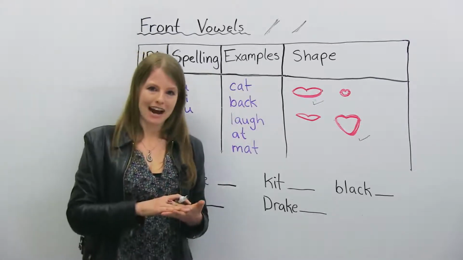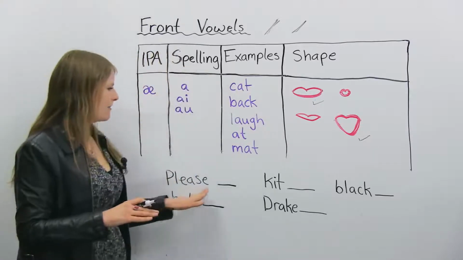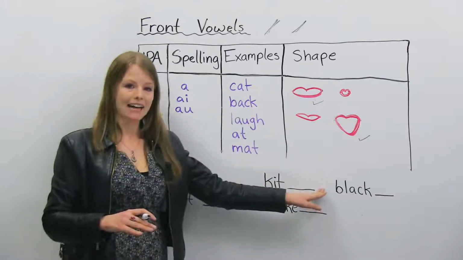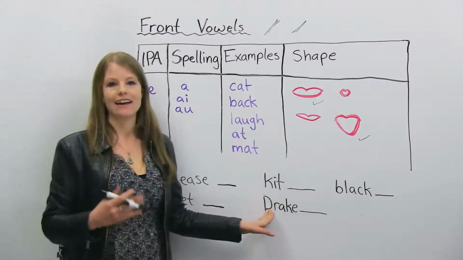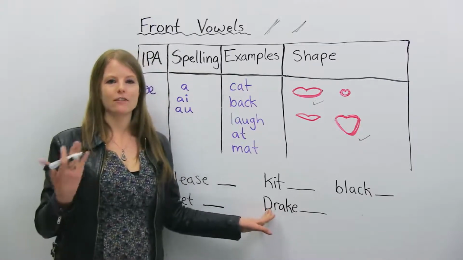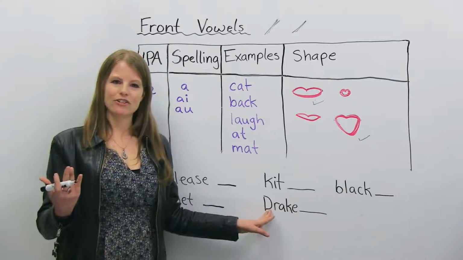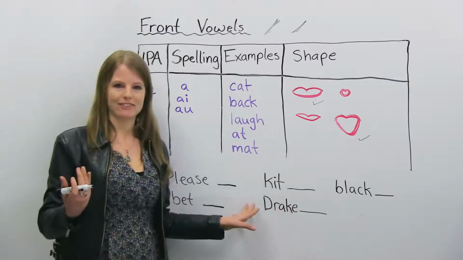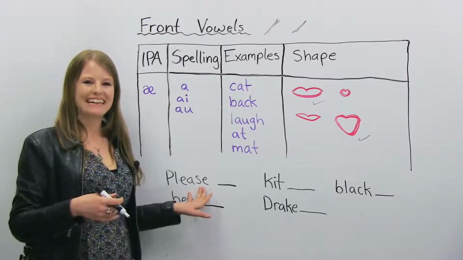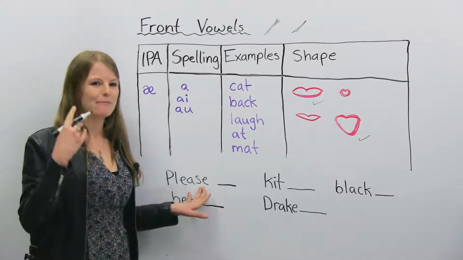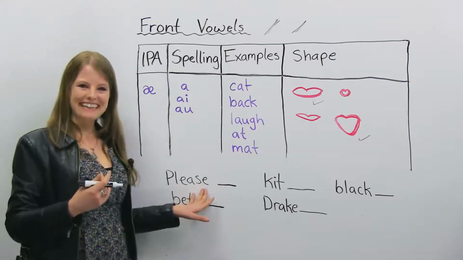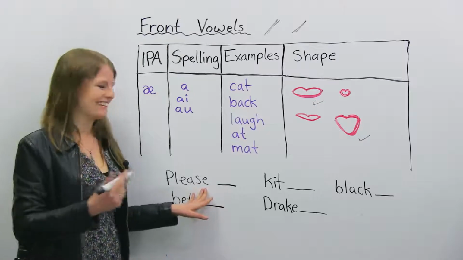So I want to do one more activity with you. I have here 5 words: please, kit, black, bet, and the singer Drake. These have the sounds we've learned today. I want you to think which ones have which sounds. Let's look at the first word. Please, please. I have a smile at the end. Please. So this has the E sound.